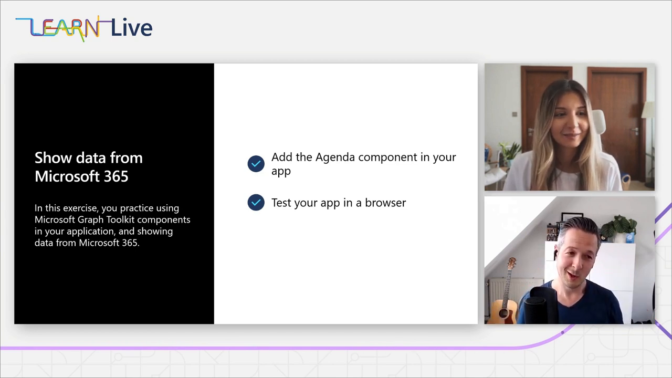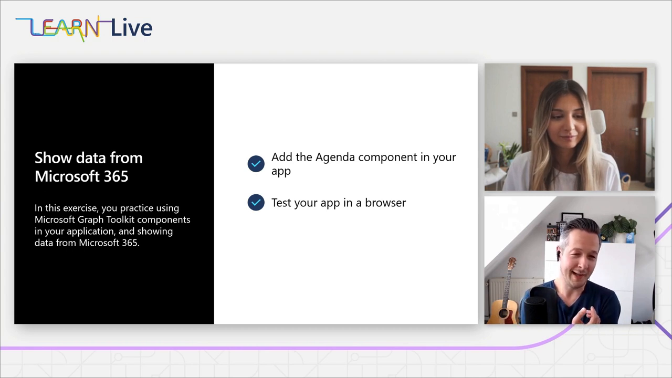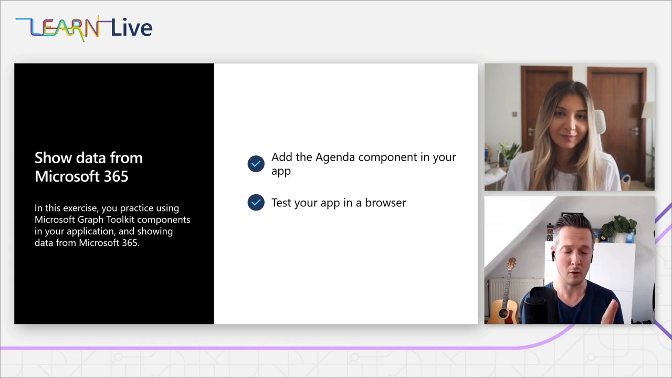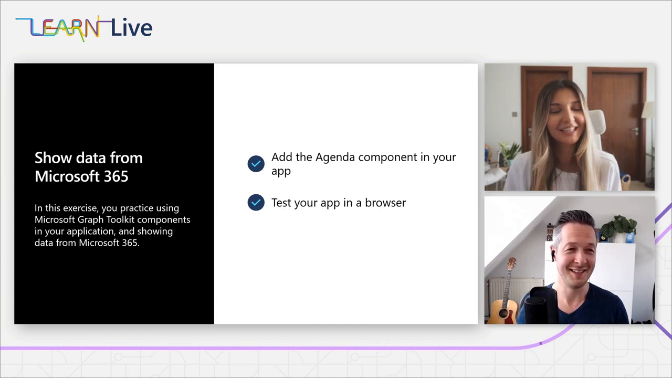So what we want to do is show in our app a list of upcoming events from my calendar, right? Typically that would take a lot of work, because you need to authenticate, you need to have the right token, you need to build the URI or the request to the API, execute it, handle the response, and show it in your app. Let's see how we can do it in a single line of code with MGT, shall we? Yeah, let's see it.